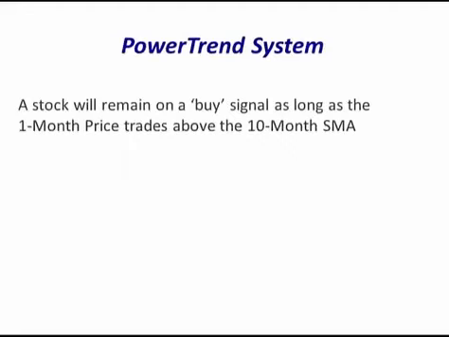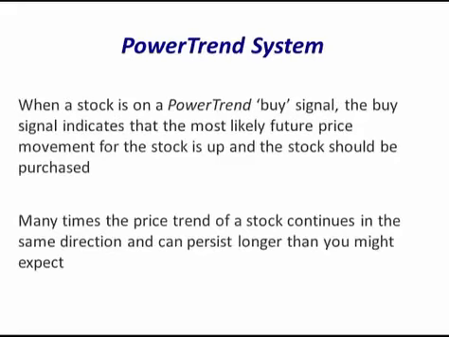And a stock will remain on a buy signal as long as the 1-month price trades above the 10-month simple moving average. Now, when a stock is on a PowerTrend buy signal, the buy signal indicates that the most likely future price movement for the stock is up and the stock should be purchased. And many times the price trend of a stock continues in the same direction and can persist longer than you might expect.